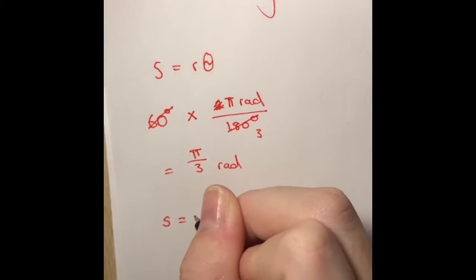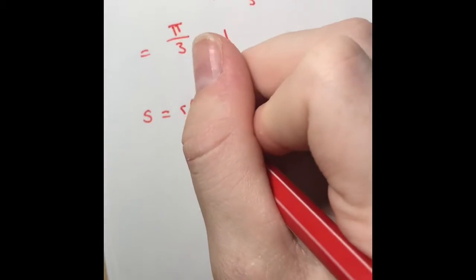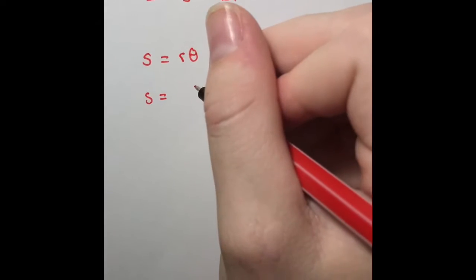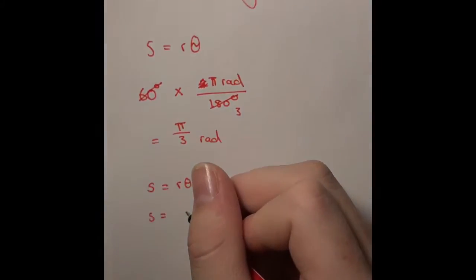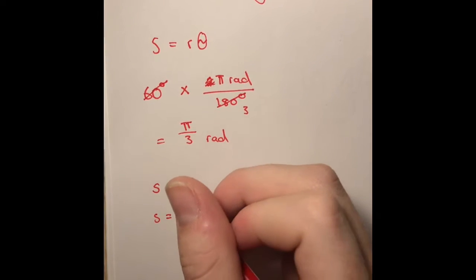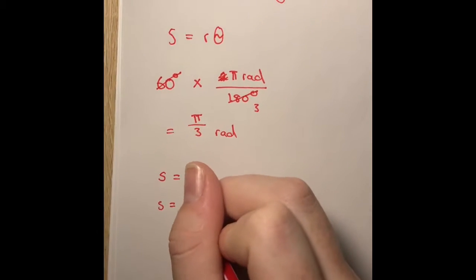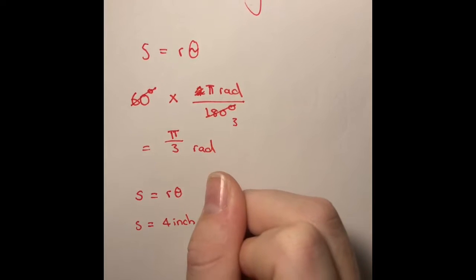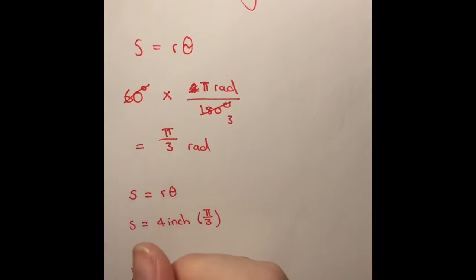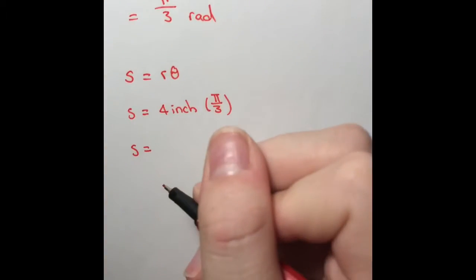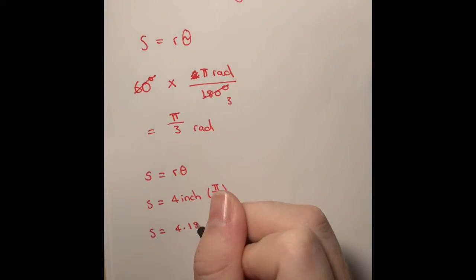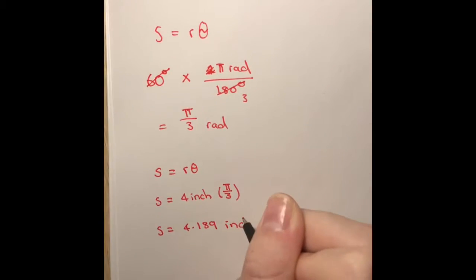Then I can go ahead and do my conversion. So I say S equals r theta. If you remember from the previous calculation, r is 4 inches since my diameter was 8. So 4 inches multiplied by pi over 3. And that's going to give me an arc length, which represents S, of 4.189 inches.